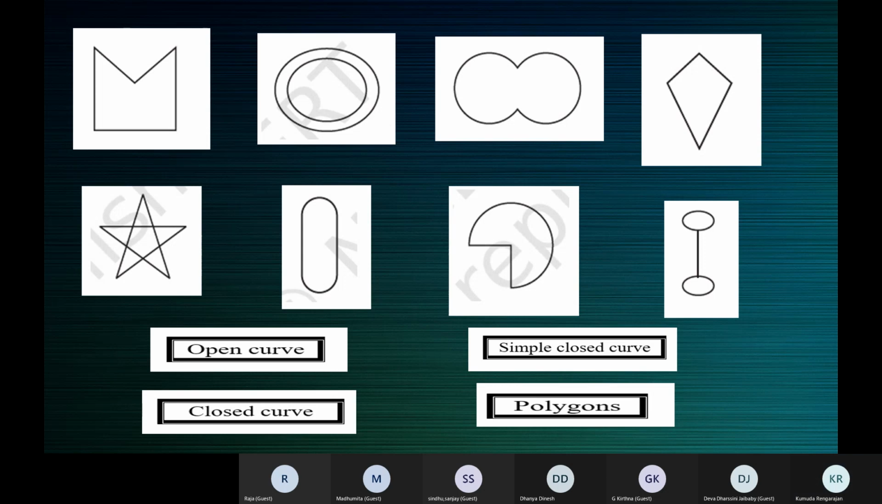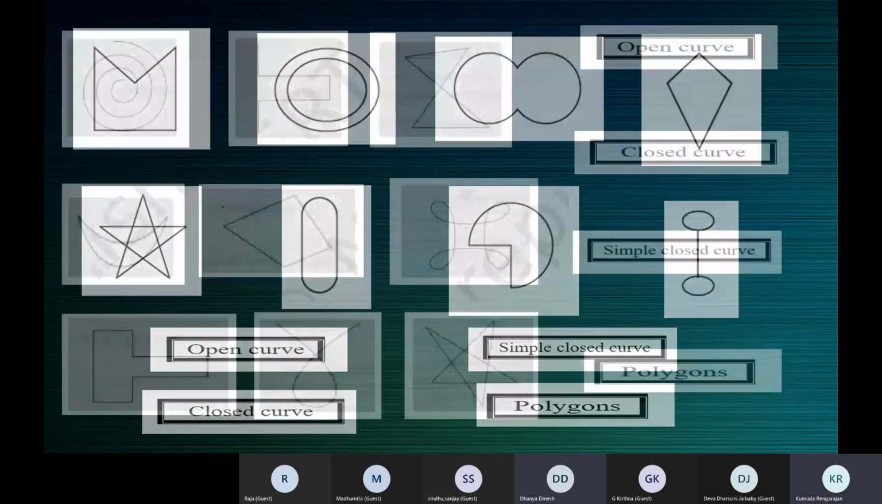Is it a simple closed curve? If you get the answer yes for a simple closed curve, then is it made up of only line segments? If you get a yes for that, then it's a polygon. So starting from curve, it ends with polygon. If it is a polygon, how many sides? If it is 5-sided, then it's a pentagon, like that. Are you sure about all the terms, children? Yes, ma'am. All right, let's proceed.